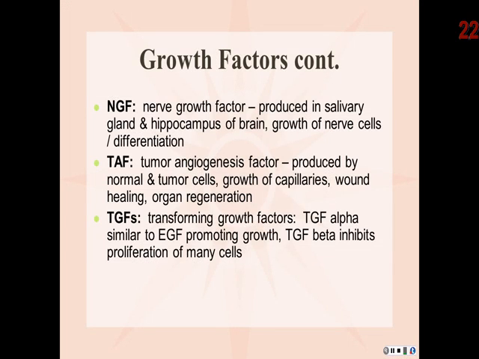Two types of transforming growth factors are TGF-alpha and TGF-beta. TGF-alpha acts similar to the epidermal growth factors in promoting growth, while TGF-beta inhibits the proliferation of many cells.